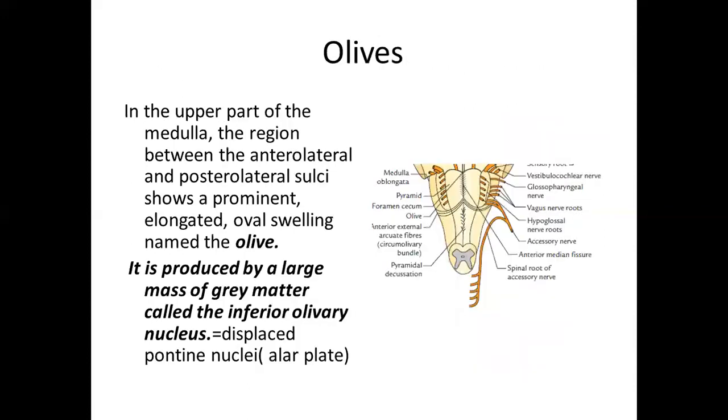Then what are the olives? In the upper part of the medulla, the region between the anterolateral sulcus and the posterolateral sulcus is occupied by a prominent oval swelling known as the olive. The olives are produced by large masses of gray matter known as the inferior olivary nuclear complex. Since it is a group of nuclei, it is called a complex, and these are the displaced pontine nuclei. So these are the olives.